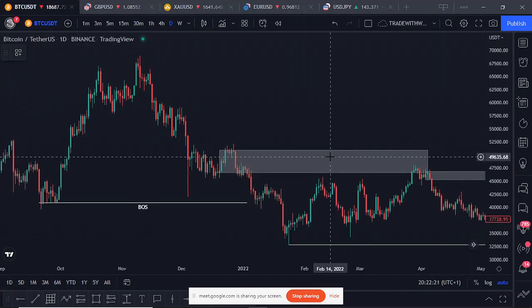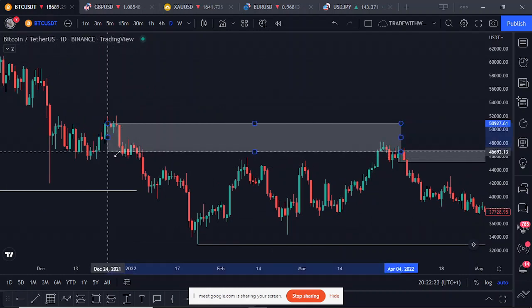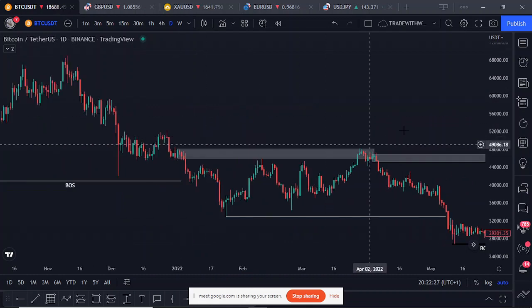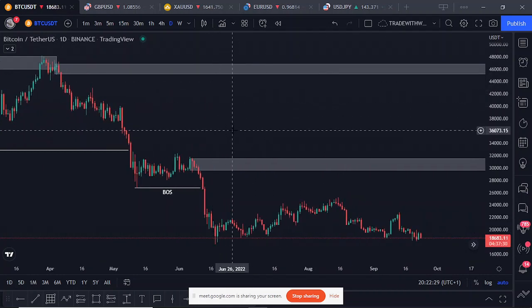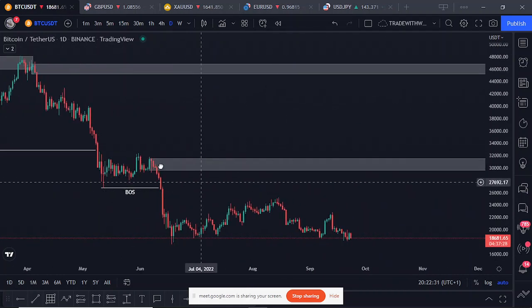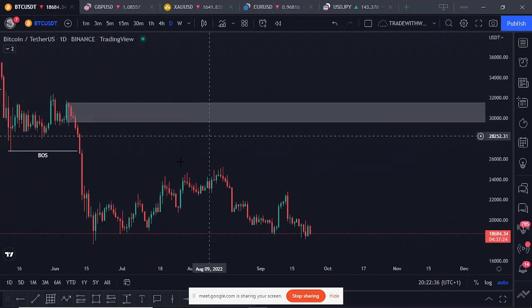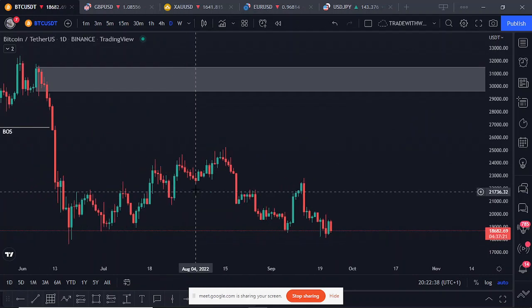If you can remember, this was the first weekly zone. Then this is the next weekly zone. Now this is the next weekly zone again, but look at what is happening right now. This is a daily zone now. Now we are moving into the daily time frame. Look at what is happening.